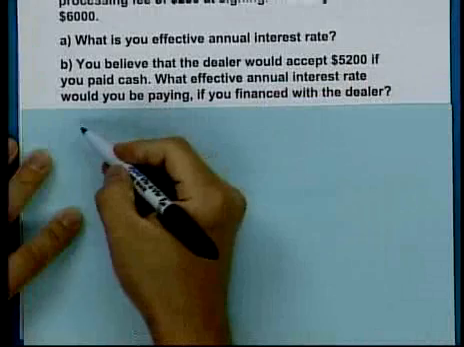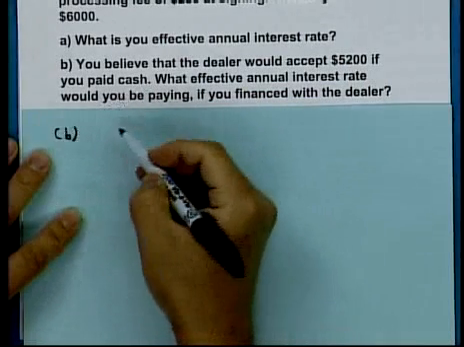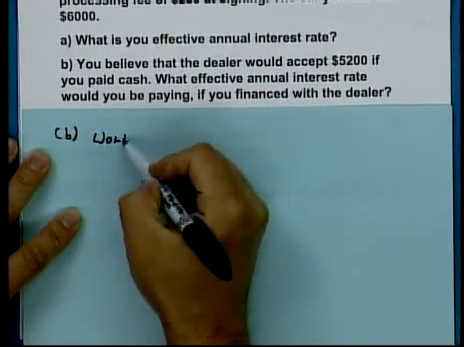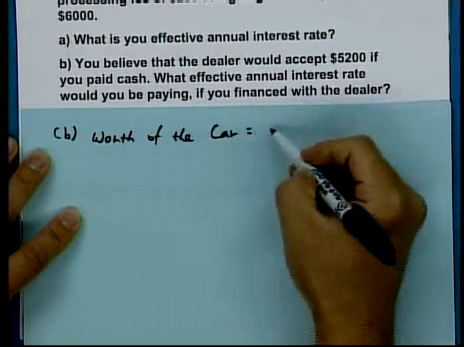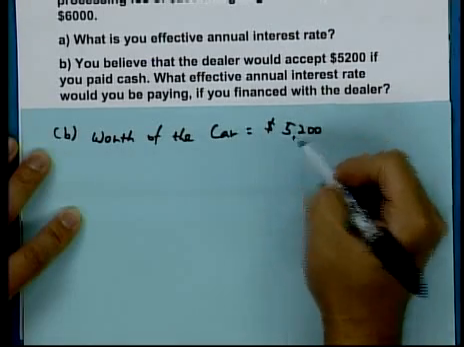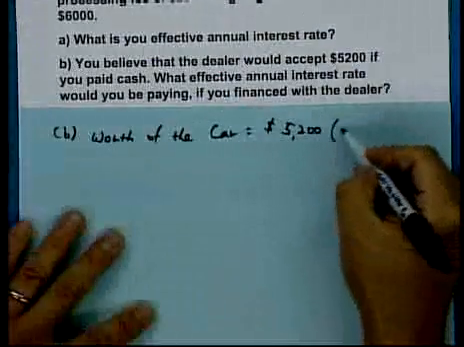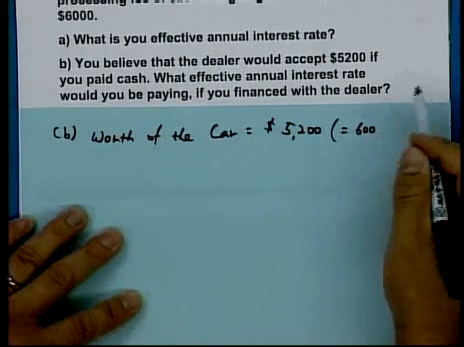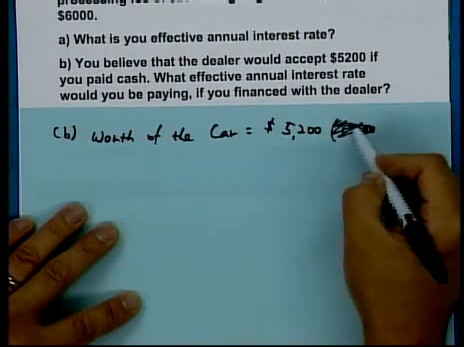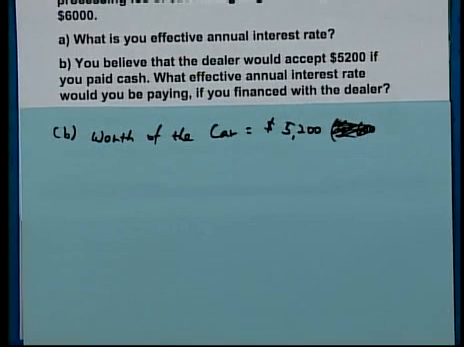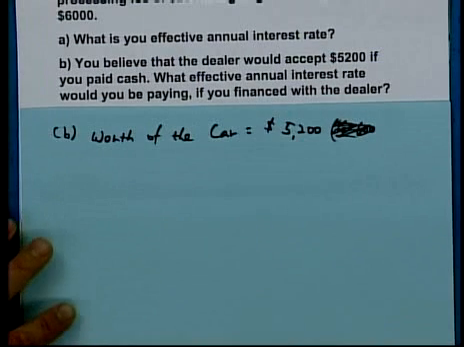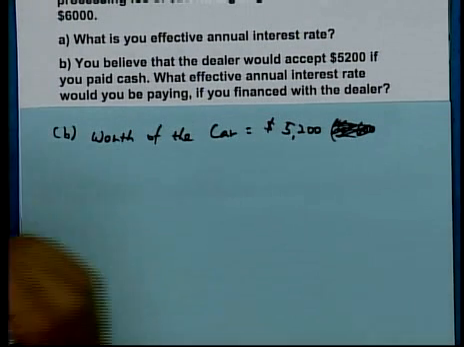So the worth of the car is $5,200, right? Which is from 6,000. $5,200. And the payments are determined by the actual cost to the buyer, which is $6,000. So the monthly payments are the same as before, right? Same as above.